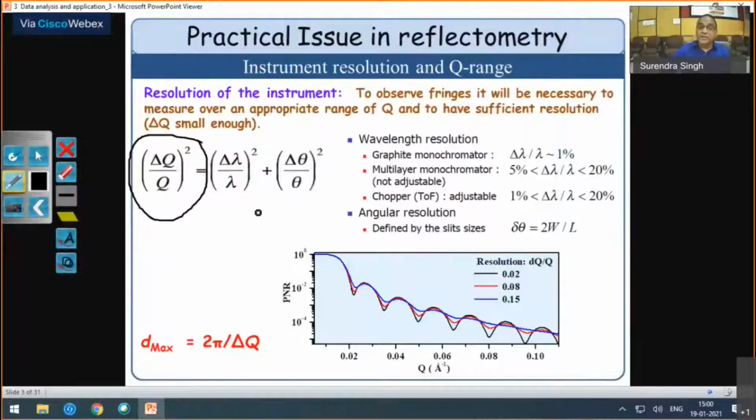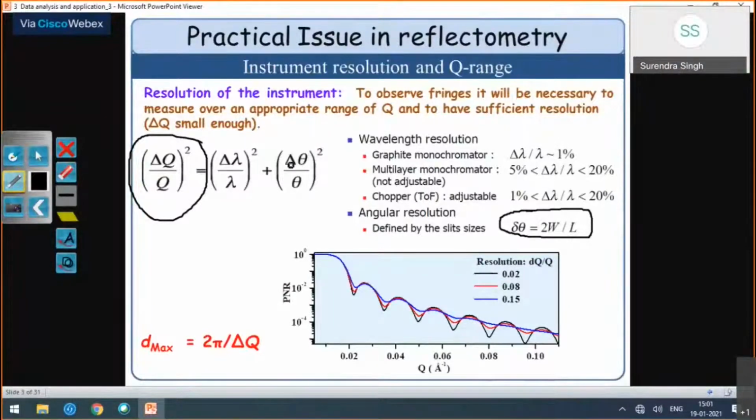Then delta theta by theta is called the angular resolution, and it comes from, as written over here, the slit width. The collimation we use, as I said, with a neutron absorbing material, is a major contribution in case of reflectivity.